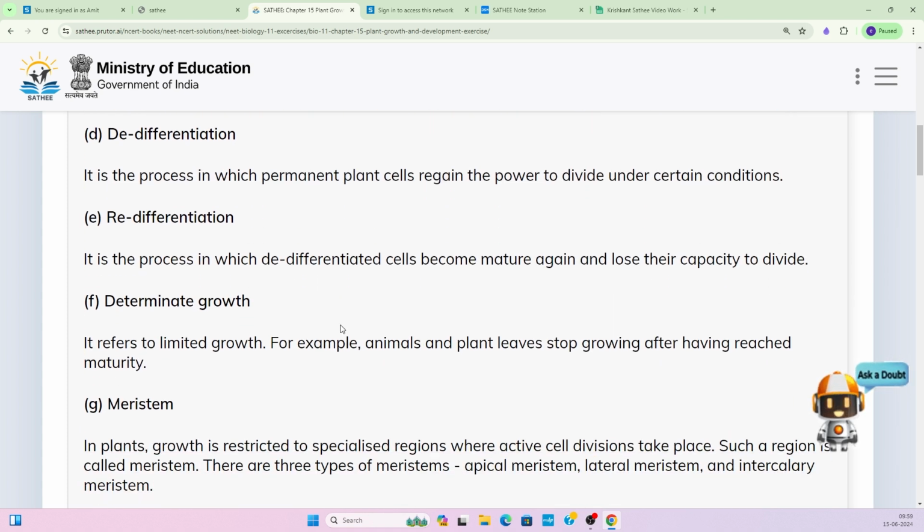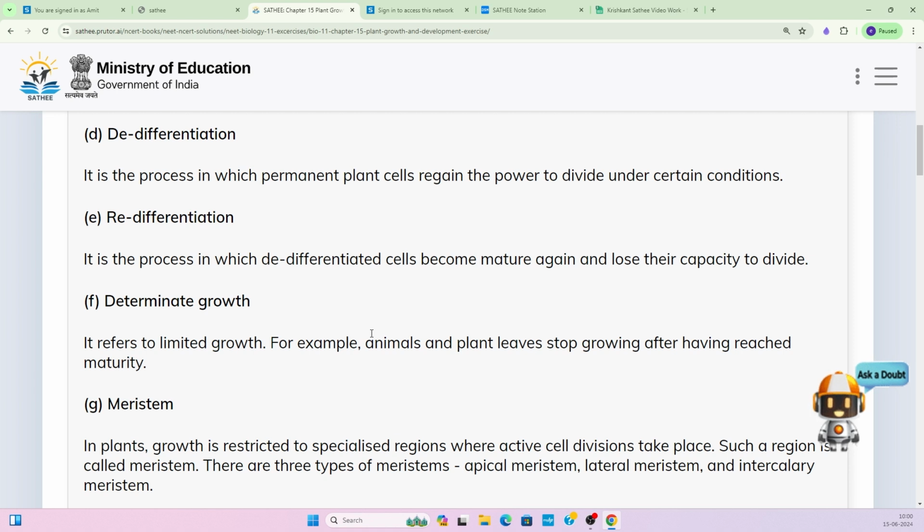Next definition, redifferentiation. What is the definition of redifferentiation? It is the process in which de-differentiated cells become mature again and lose their capacity to divide. Earlier they were dividing, but now they become mature and lose the capacity to divide. Now they are not dividing. They got differentiated and turned into mature cells. So this process is called redifferentiation.